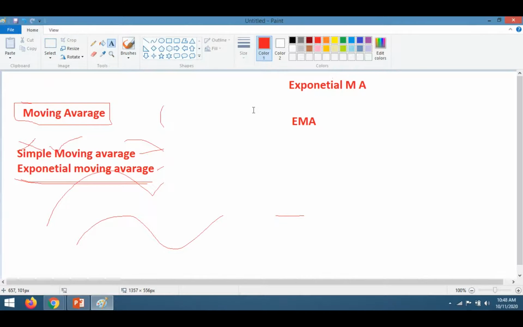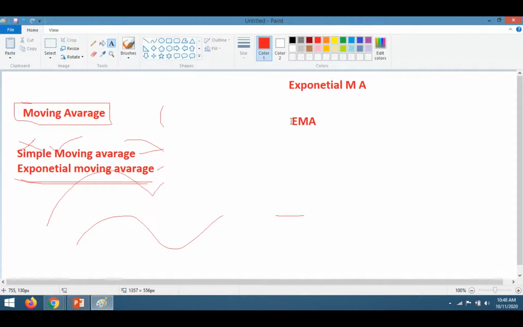So what is DMA? Sanant, DMA is the daily moving average. It's nothing different. It's based on the time frame. On the daily time frame, if you use the moving average, it's a daily moving average, a DMA. So keep your questions parked at the moment. We'll take them at the end of the session.